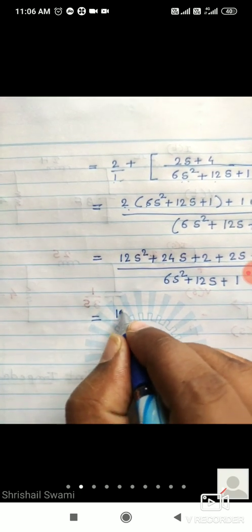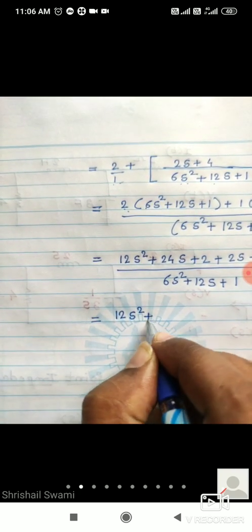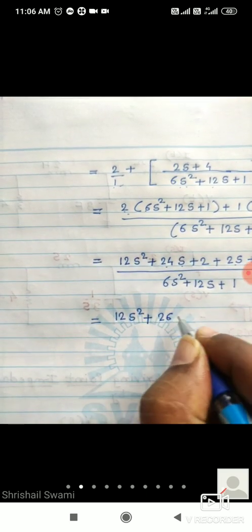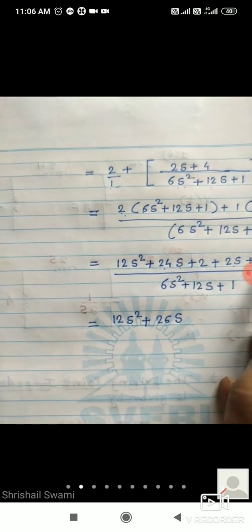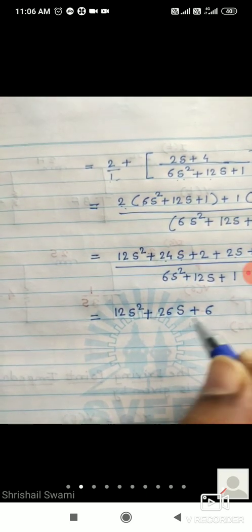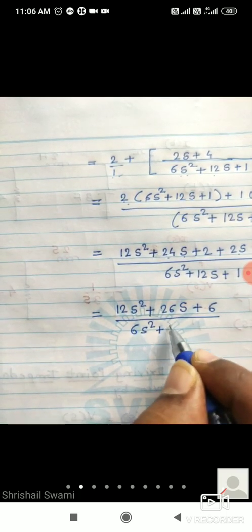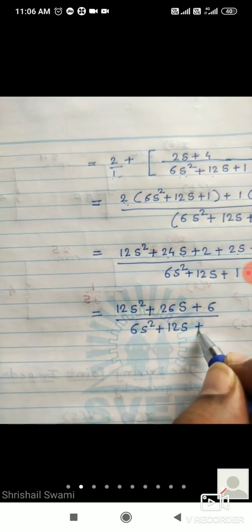So again you can solve the numerator in the proper way, arranging in decreasing order of s. So 12s square, 24s and 2s, total how much? 26s. Next, constants 2 and 4, that is plus 6. So divided by 6s square plus 12s plus 1.